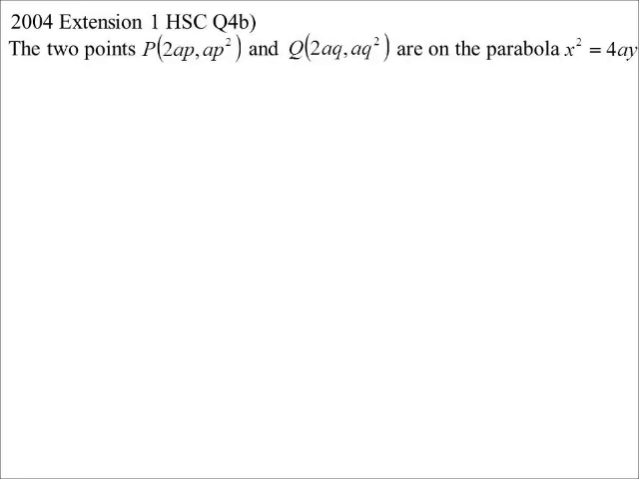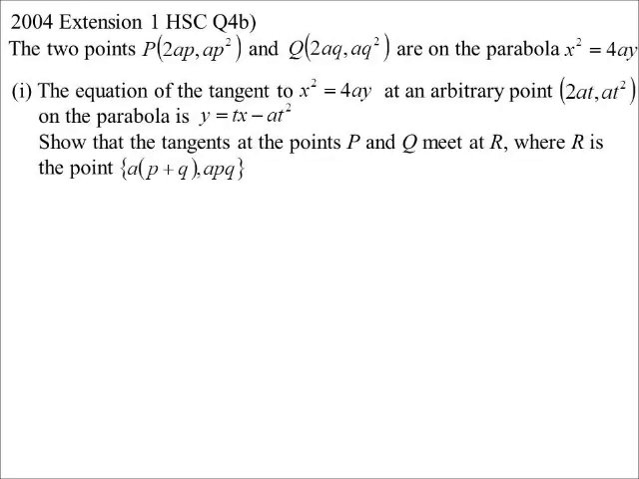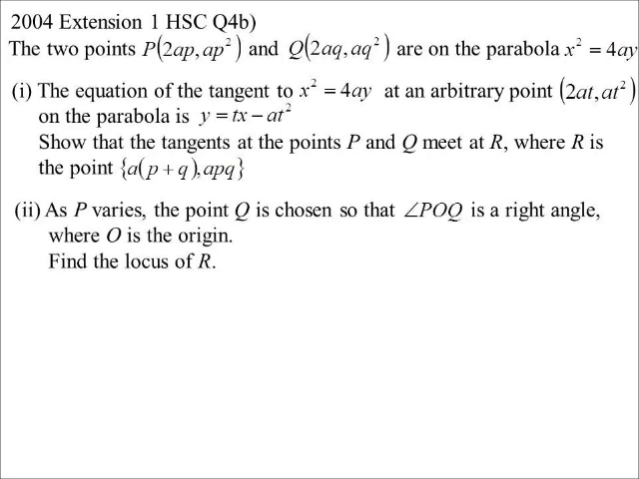Let's try another one. Once again, standard parabola, 2AP, AP squared, 2AQ, AQ squared. This time, they've given us the equation of the tangent, so we don't have to work that one out. So TX minus AT squared. We have to show that the tangents intersect at our standard one there. So again, I'm not going to do that now. We've done that a couple of times already, but we'd come up with A times the sum of the parameters for the X value, and A times the product for the Y value.